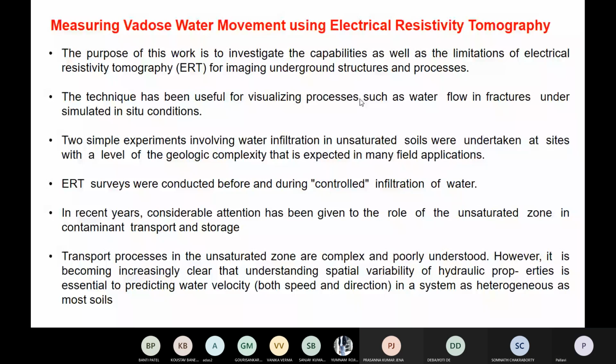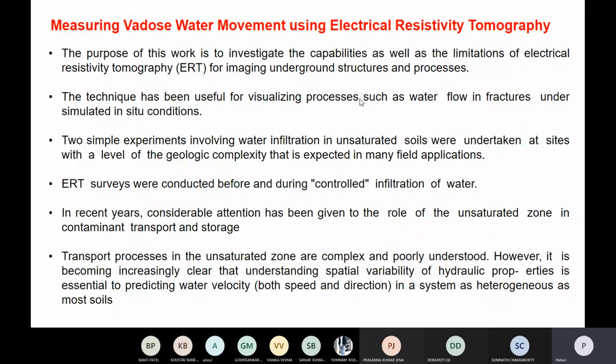Not only recharge estimation you can do, you can do vadose zone water movement also. Vadose zone means unsaturated zone. Water movement also you can estimate using electrical resistivity tomography. Why is it important? Because we know a lot of activities take place in the vadose zone. For example, what type of crop you will develop in agricultural land depends on the movement of water in the vadose zone. And second, what could be the movement of contamination?